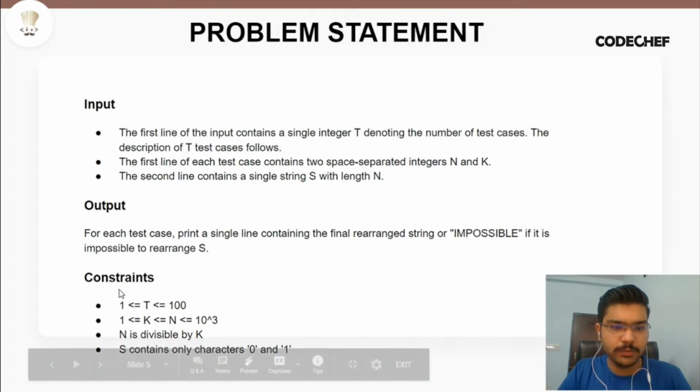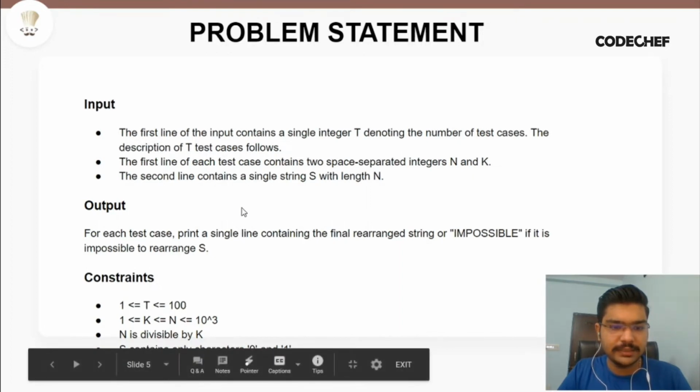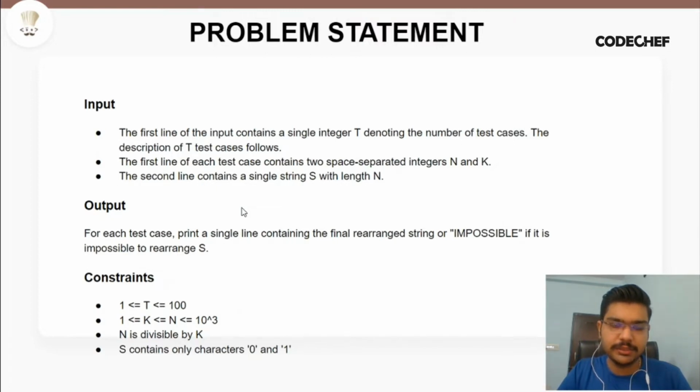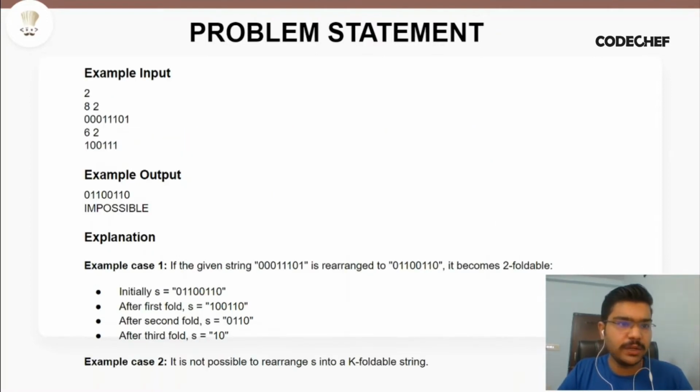Test cases range from 1 to 100, and k and n range from 1 to 10 to the power 3, and n is divisible by k as mentioned in the question. And s contains only two characters, that is, binary characters 0 and 1. So this is the whole description of the problem statement. Let's look at the example.